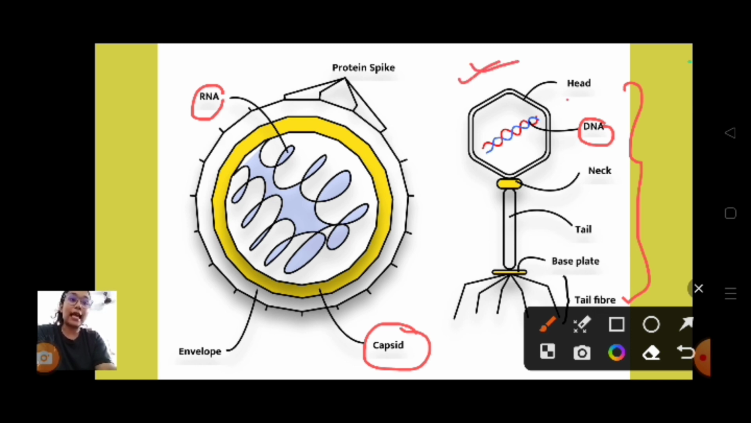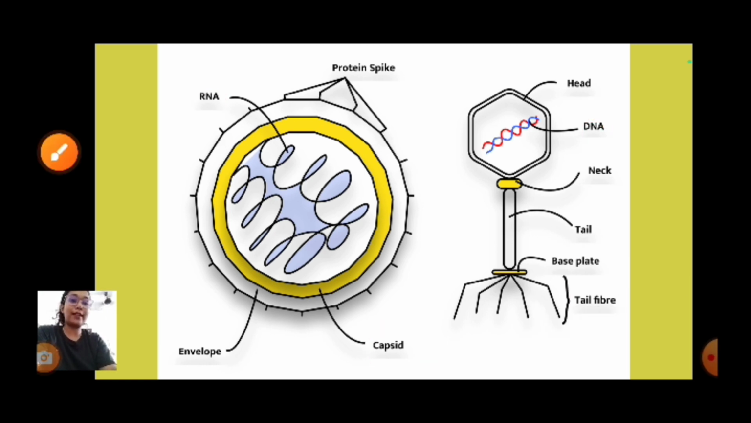In some viruses like the bacteriophage, this is a picture of a bacteriophage virus, they have a head, the upper portion, then a neck, and a tail, and at the end they have tail fibers. Getting my point? This is the basic structure. Just keep in mind that the genetic material can be RNA or DNA, and that genetic material is enclosed in a protein cover called the capsid. Getting my point?